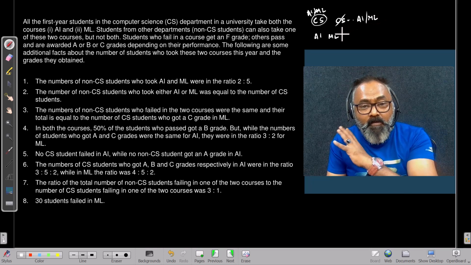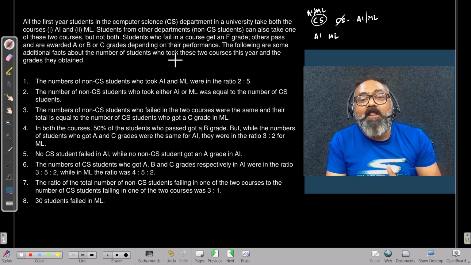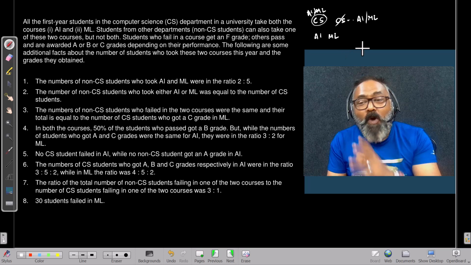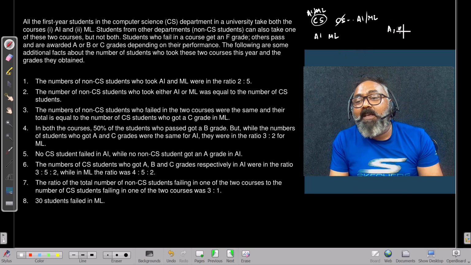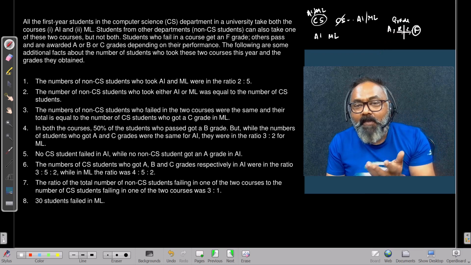Okay, wonderful. And then it says that students who fail in the course get an F grade, and those who pass are awarded A, B or C grades depending on their performance. Now we've got one more piece. Those are the grades A, B, C and F. F is a fail, and then the rest is a pass. And we have got A, B, C as individual grades.